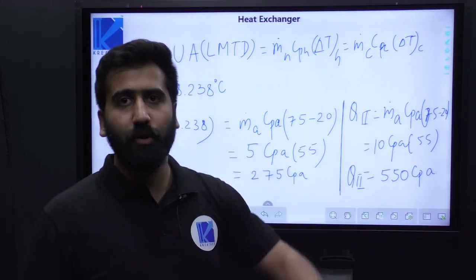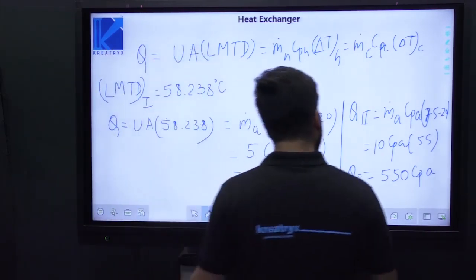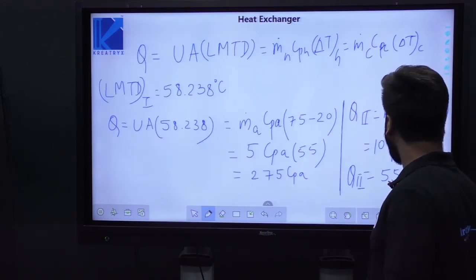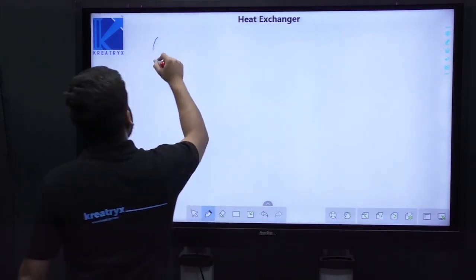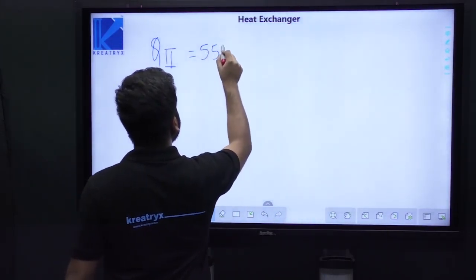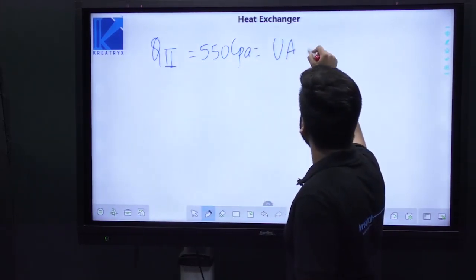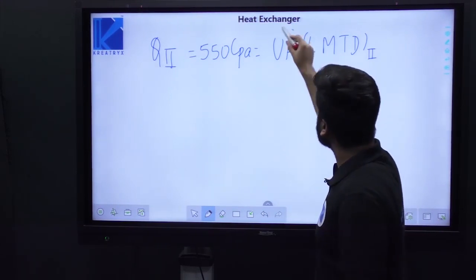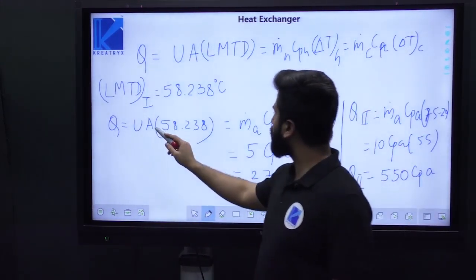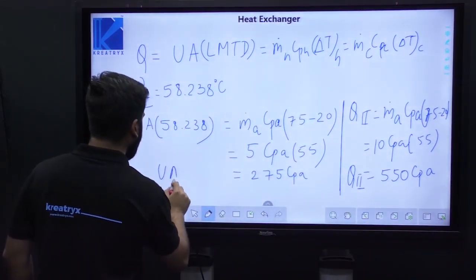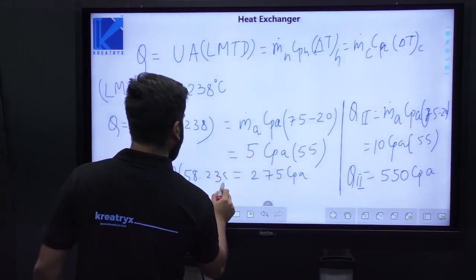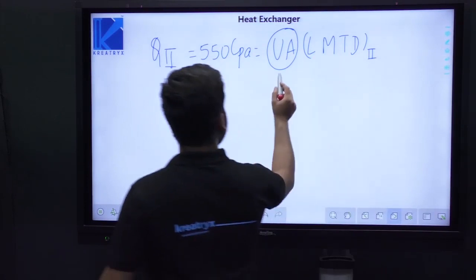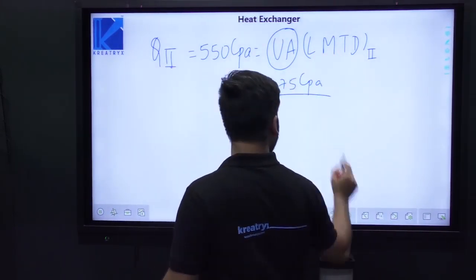But can I find out LMTD in the second case? No, I cannot find out LMTD from these temperature profiles. So what will I do? This Q2, which is equal to 550 CPA in the second case, is equal to UA LMTD of the second case. But one thing I can do is that this UA will remain the same, and from the equation UA times 58.238 equals Q, I can find UA. UA will be equal to 275 CPA by 58.238.